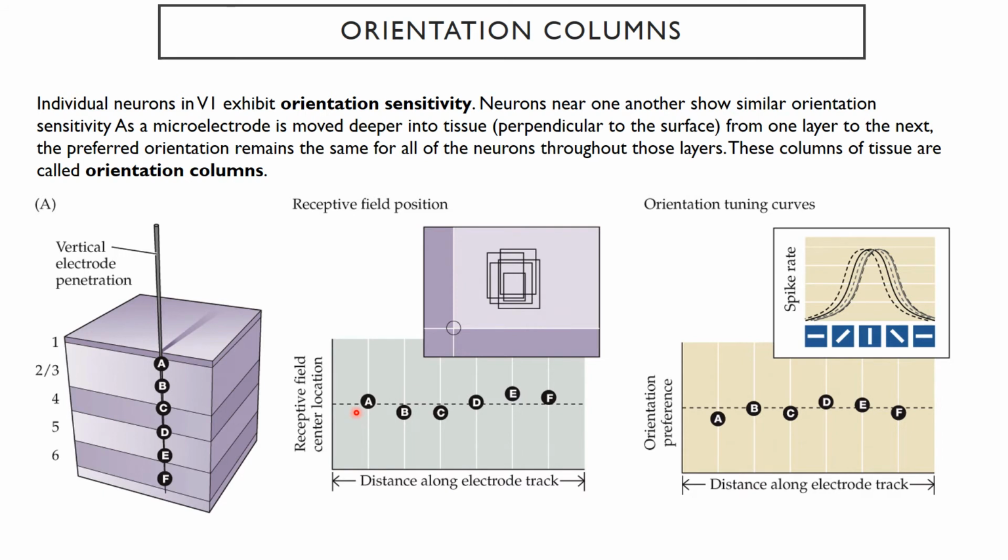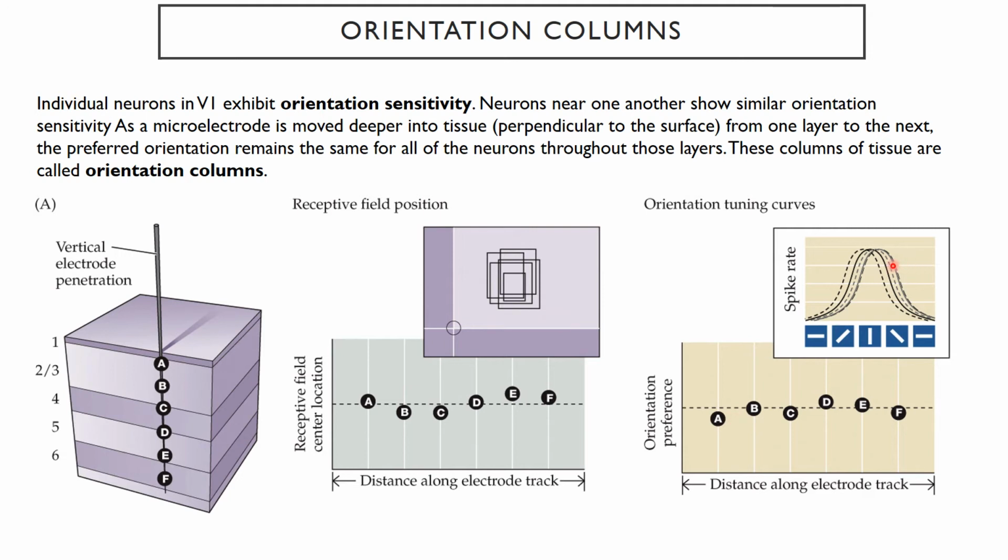So this is the distance along the electrode track, right? So A is shorter, and then B is a little bit deeper, then deeper, deeper, deeper, deeper. And they all have a very similar receptive field location. So this is the center of the visual field. And then this is showing what is the receptive field of each of these neurons. And they all have a very similar receptive field location. It's kind of, in this case, to the upper right of the center of the visual field.